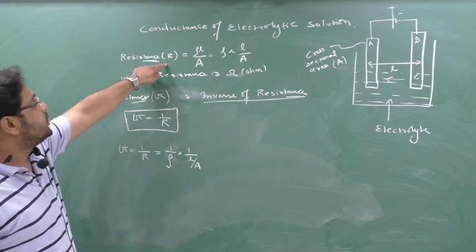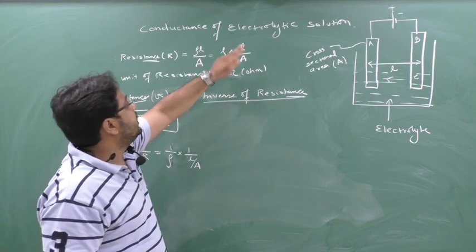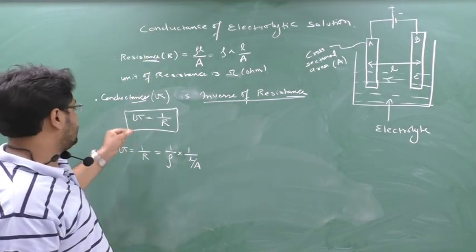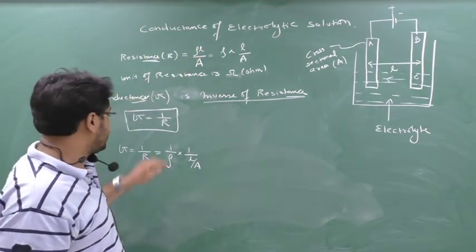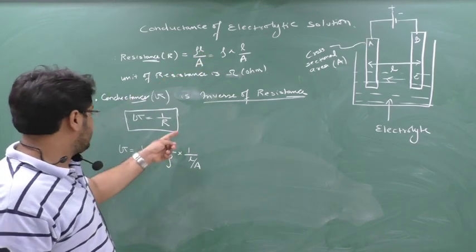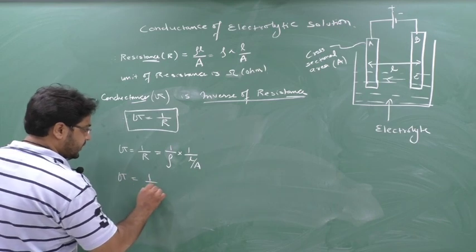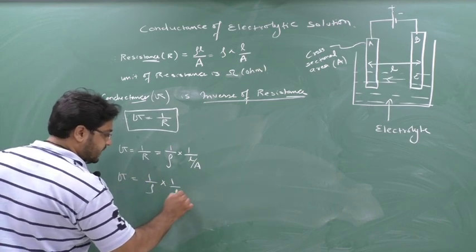Now R value is what? Rho L by A, or rho into L by A. So conductance is the inverse of R, so G equal to 1 by R. Here rho will be 1 by rho, and L by A will be 1 by L by A. Therefore, the G formula will be 1 by rho into 1 by L by A.